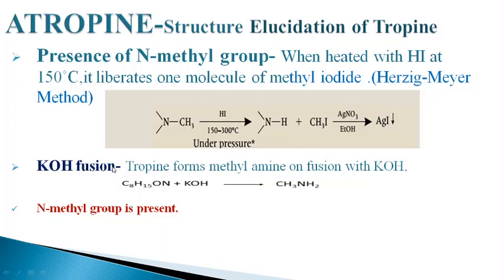Next point is the KOH fusion, which also determines the presence of the N-methyl group. Tropine forms methylamine on fusion with KOH, which means that the N-methyl group is present in tropine.